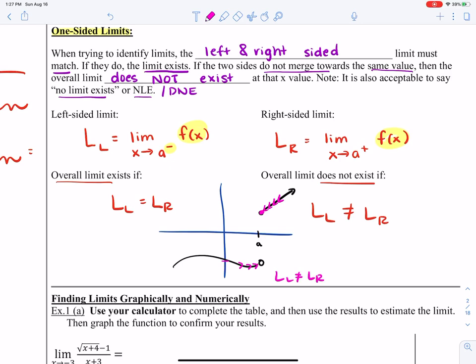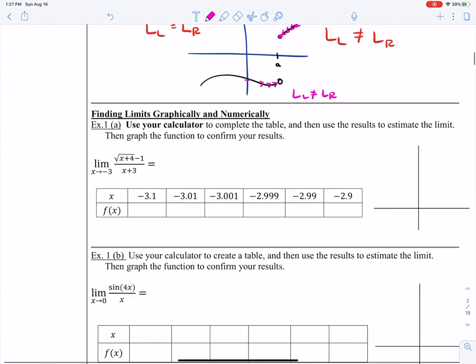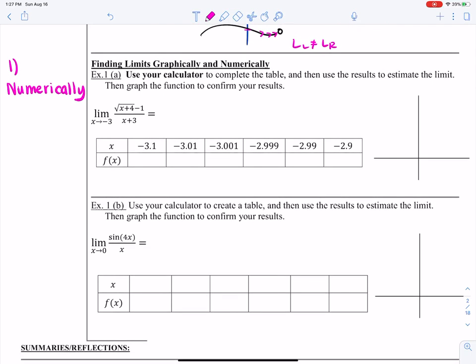So let's start with our venture into how to find limits. Before we do any kind of graphical limits, let's actually talk about method number 1, which was a numerical approach. So we're going to evaluate limits numerically. So you're going to want to get your calculator handy. So what we're going to do here is make a table of values.